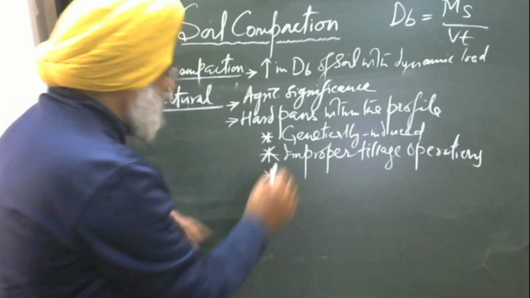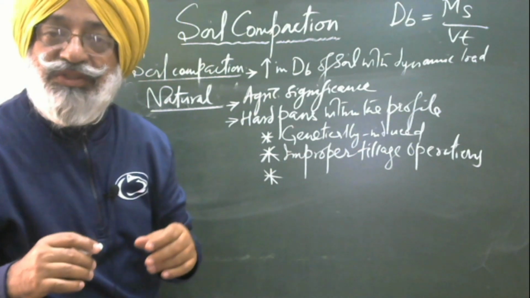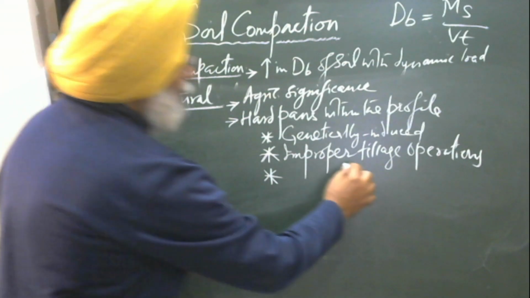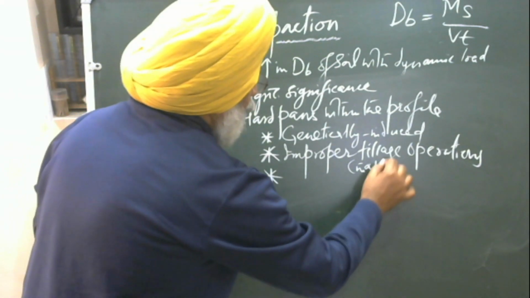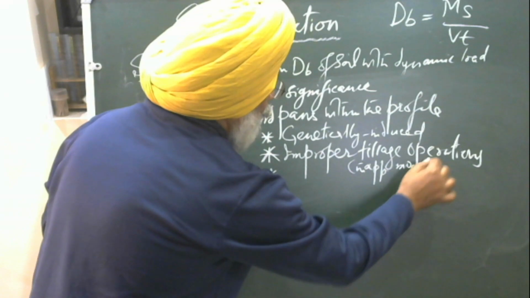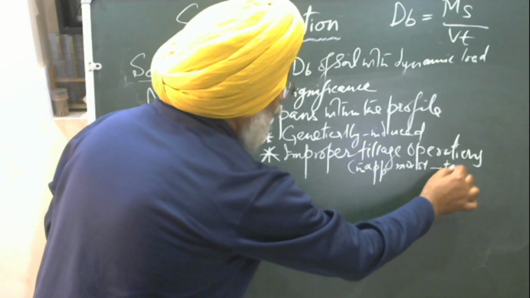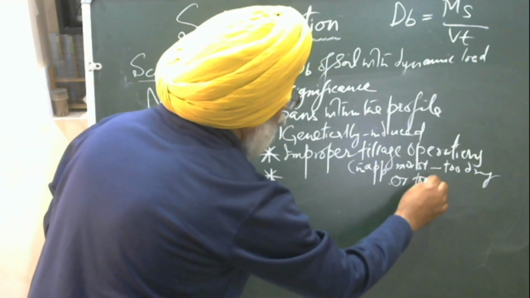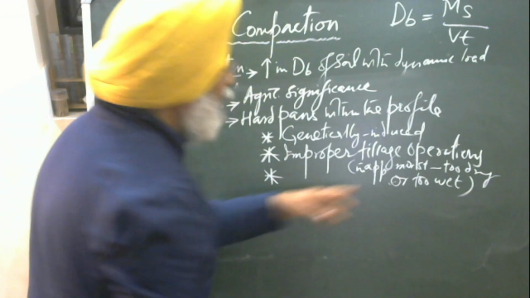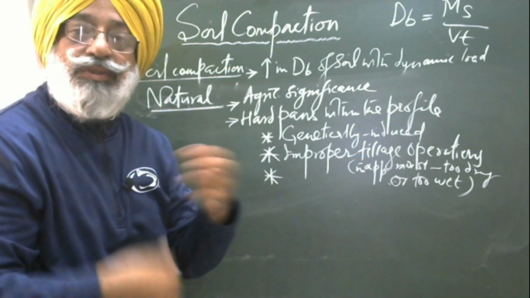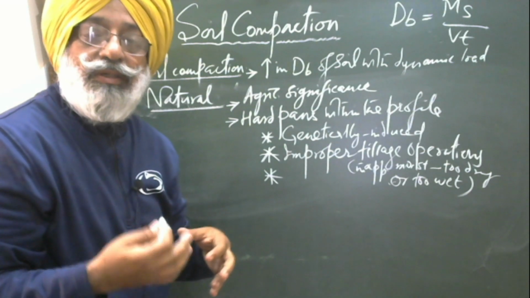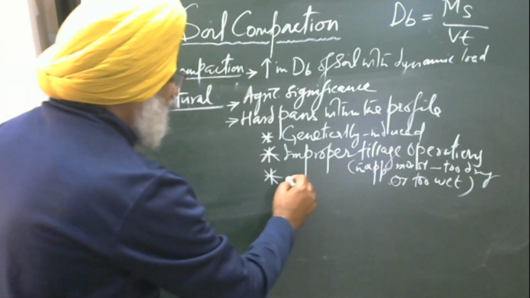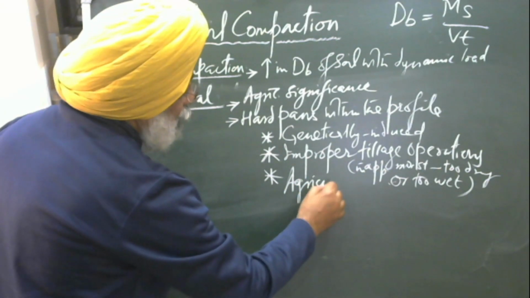So when I say improper tillage operations, that means you are tilling the soil at inappropriate moisture content. Inappropriate means either too dry or too wet. We will just now see that when you are compacting a dry soil or when you are compacting a wet soil, what happens? What is the mechanism?